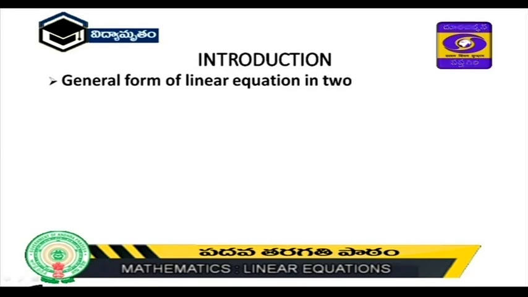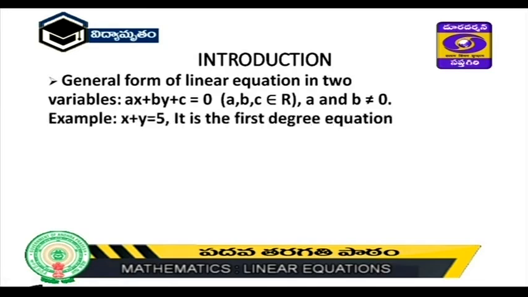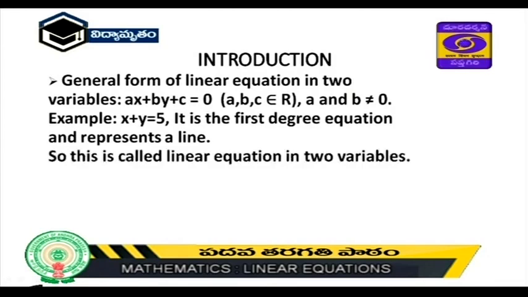Here the general form of a linear equation in 2 variables is ax + by + c = 0. Here a, b, c belong to R, a and b not equal to 0. Then this is an example of a linear equation, that is x + y = 5. It is a first degree equation. If we draw the graphical representation, it shows a straight line. So, this is called a linear equation in two variables.